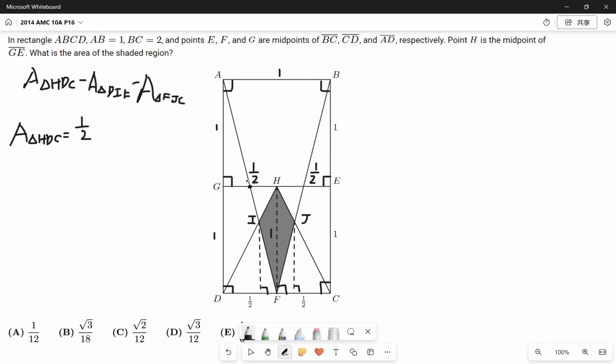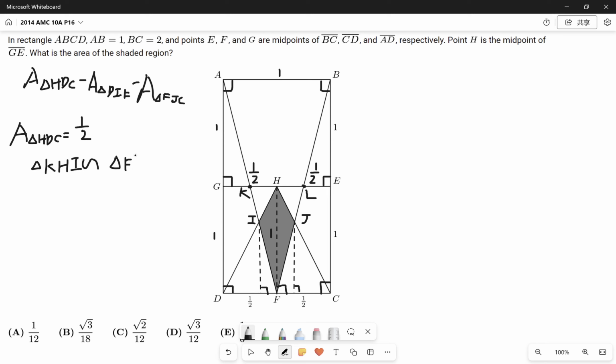However, we have similar triangles. So which triangles are similar? So let me just label these points H, I, J, K, L. So I'm going to label these points K and L. Triangles K, H, I. So let me just write this down. Triangles K, H, I.